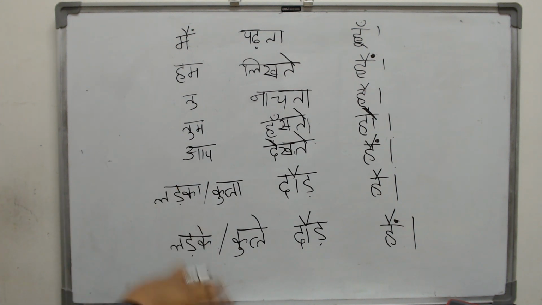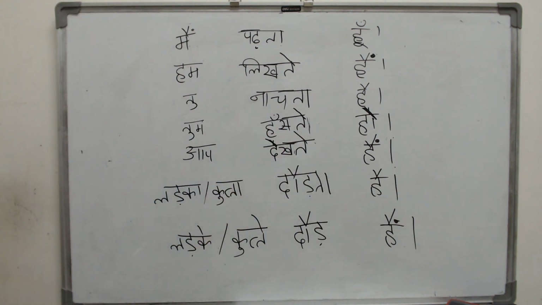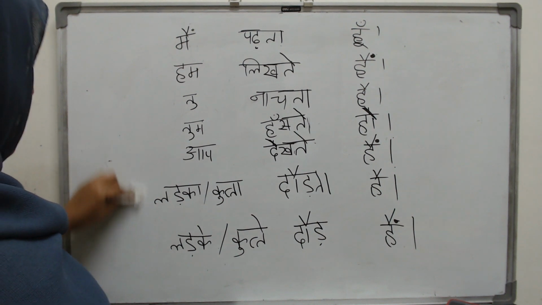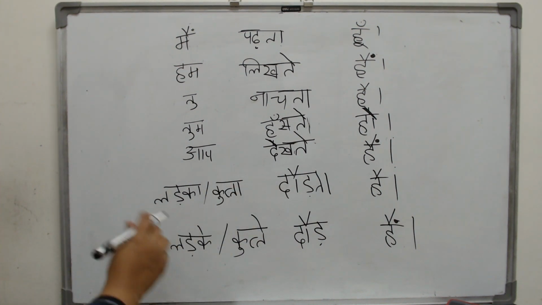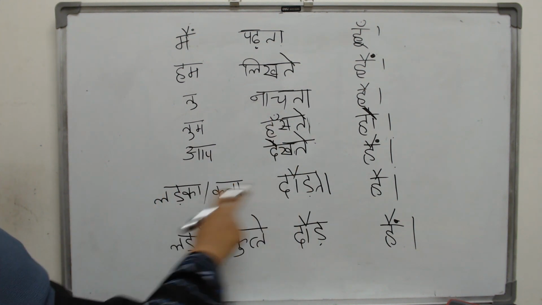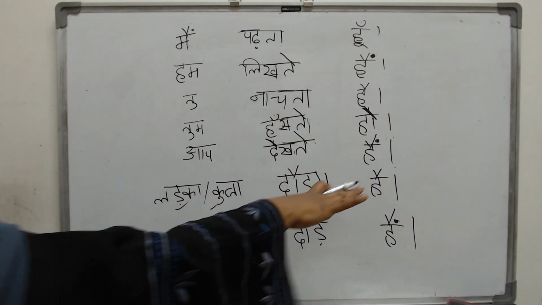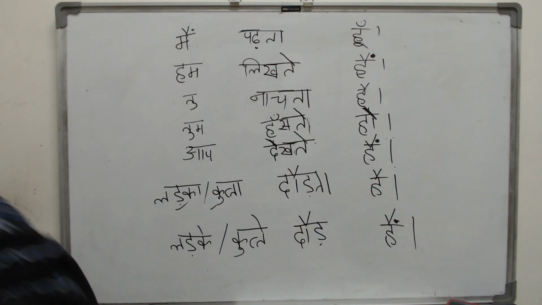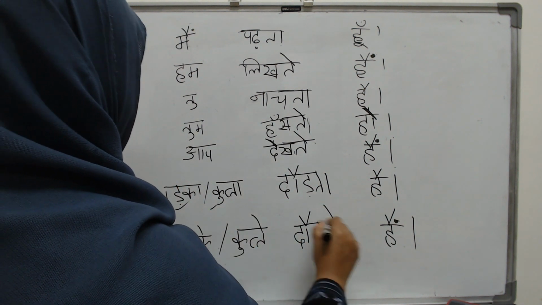Now ladka, kutta, dod, what form? One boy, one dog, it is dodta. But then what is the exception? Instead of ladka, if it is pitaji or mamaji, then what will you say? You will say mamaji dodte hain. So for the older people, this will change. This is in younger person, so I put dodta. Ladke, kutte, plural. So दौड़ते हैं.